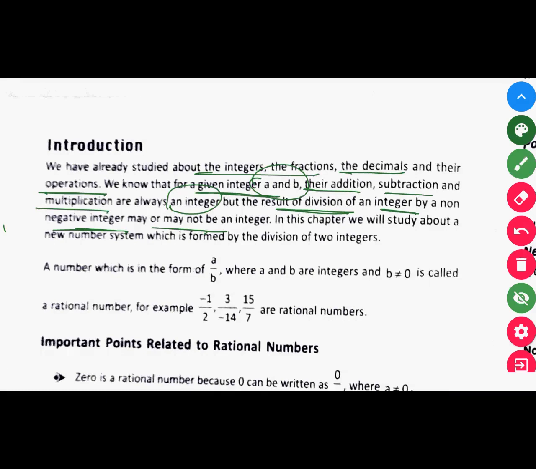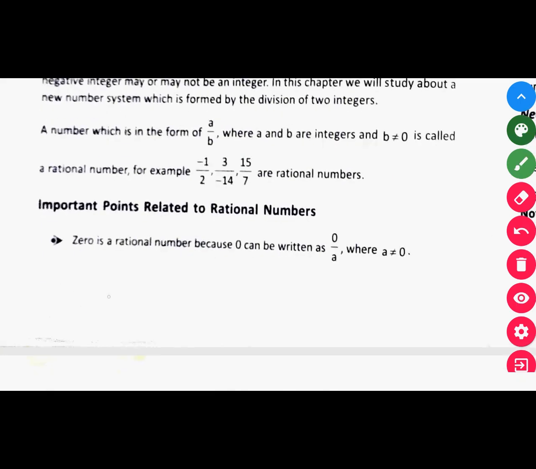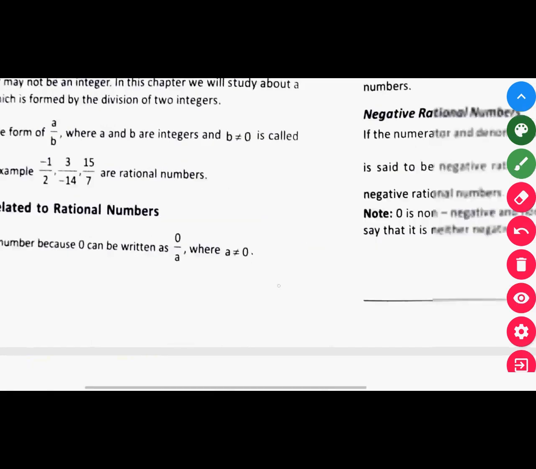Now suppose a number is in the form a upon b, okay, where b is not equal to 0, then it is called a rational number. Here a and b can be positive or negative, but the denominator should not be 0. If this condition is fulfilled, the number is called a rational number. If the numerator is 0, then also the number is called a rational number, because 0 is also a rational number. Okay.